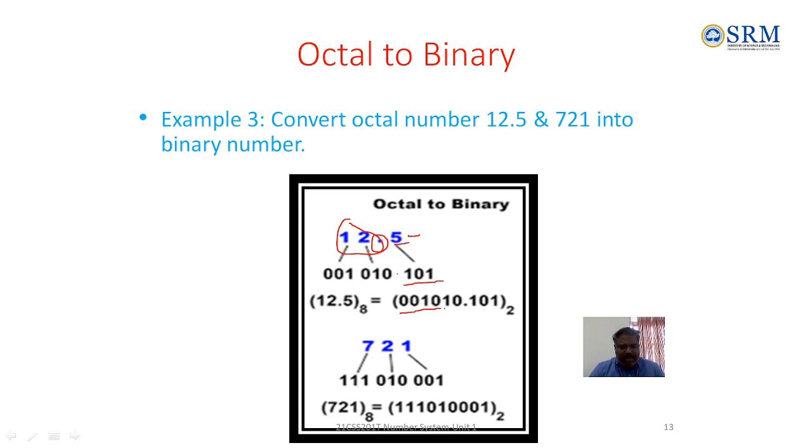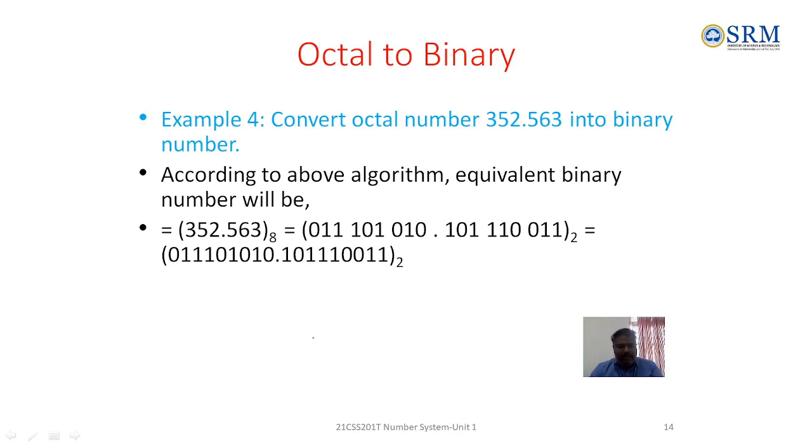So combine all the things: this number for 1, this number for 2 and this number for 5, and then give the base value as 2, similar to that one, 721. Okay, so this is the simple example for octal to binary. And similar to that one, students, for 352 we get 011 and then 101 and then 010. Okay, so this is the concept we are taking as the input.